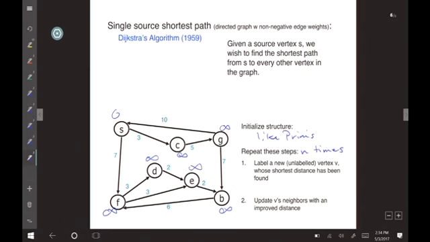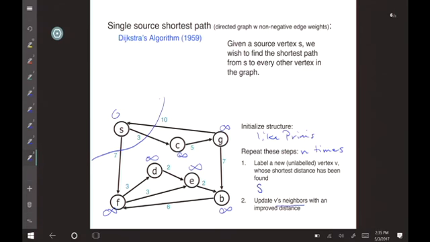Label a new unlabeled vertex whose shortest distance has been found. I'm starting at S. There are no negative weight cycles. Have I found the shortest distance from S to itself? Yes. The shortest distance from S to itself has been found. I'm going to label it, and then I'm going to update that vertex's neighbors with a better distance.